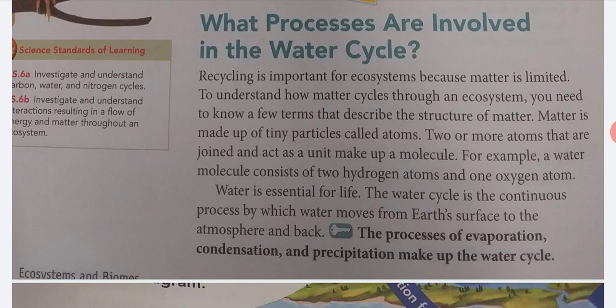Water is essential for life. The water cycle is the continuous process by which water moves from Earth's surface to the atmosphere and back. The processes of evaporation, condensation, and precipitation make up the water cycle.